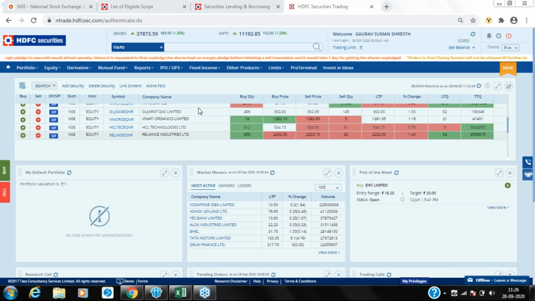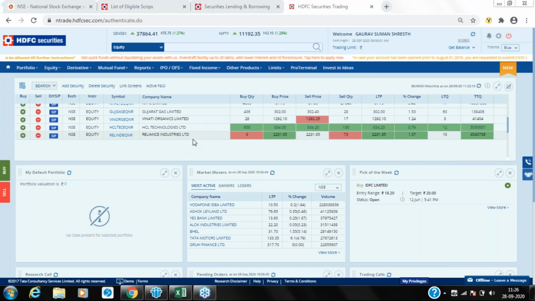Sunil has a question. What are the charges incurred? So Sunil, there are no separate charges for any of these orders. You can directly use these orders without any other additional charges. Just the normal brokerage charges will be applicable, which is for any other order also. There are no separate charges for this order.